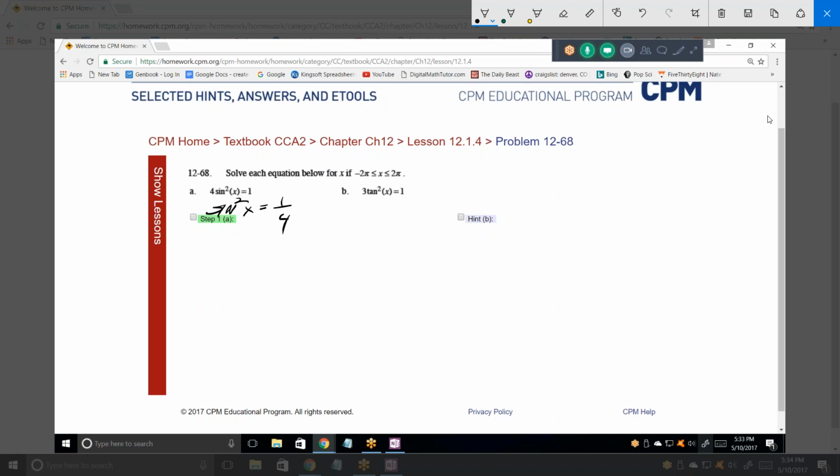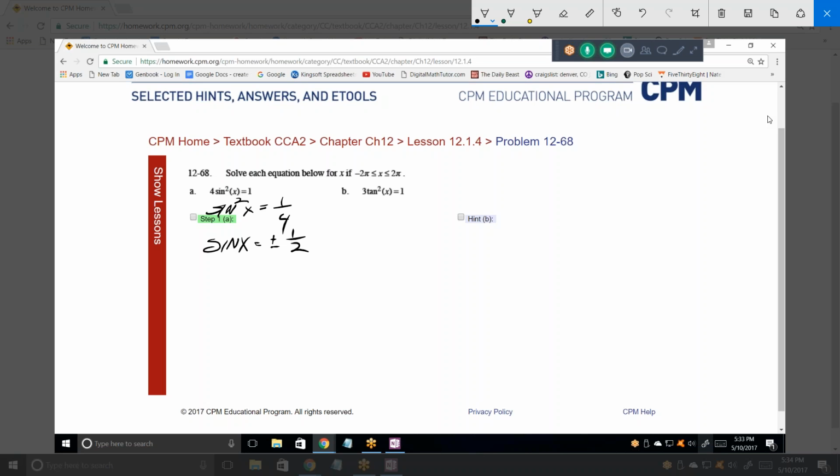So what's the next line? Sine of x equals square root of 1 divided by square root of 4. Which is? 1 over 2. Okay. One half. What you forgot is the plus or minus. Always remember that when you are solving any kind of equation by taking the square root of both sides, begin your answer with the words plus or minus 100% of the time.